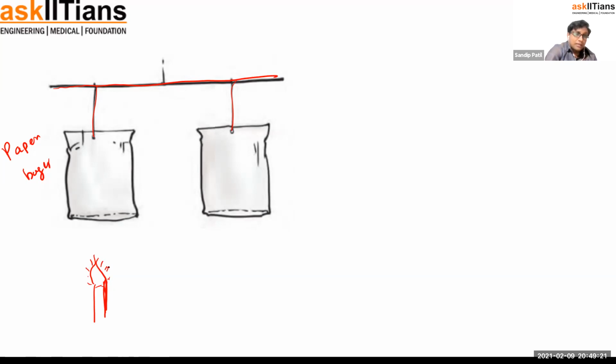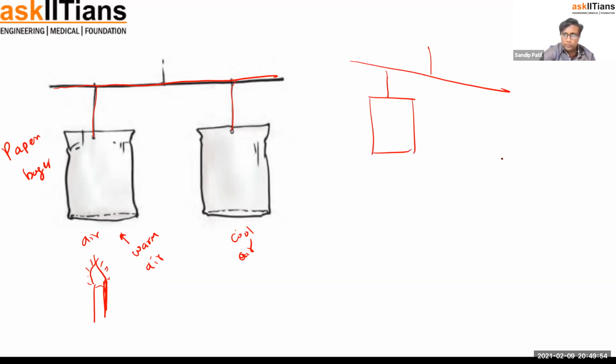What will happen? The air which is above the candle, or we can say near our paper bag, will get warmer, more hot than this air. So this will be, let's say, cool air, and this is warm air. What you are going to observe here is that one bag will go upward and the other will come down. Why is this happening? Here it is warm air. Remember, warm air is lighter than cold air. So that warm air is going to go upward as it is lighter. Therefore, that bag will go upward. This is a small activity you can try at home.